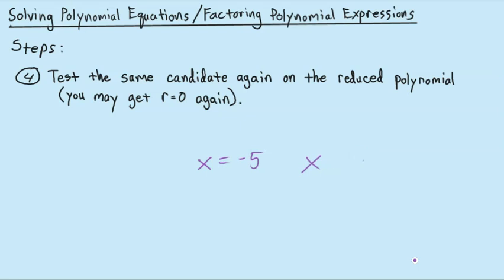Now, the important thing isn't that it's a solution twice. The important thing is that if you get a remainder of 0 again, the factor actually shows up twice. That means that particular factor has a multiplicity of 2 because there are 2 of them. But you'll only be able to find out if it has a multiplicity of 2 if you test it a second time, and maybe even a third time.